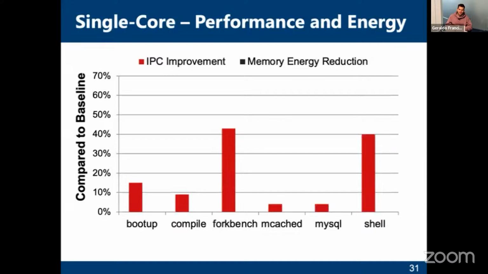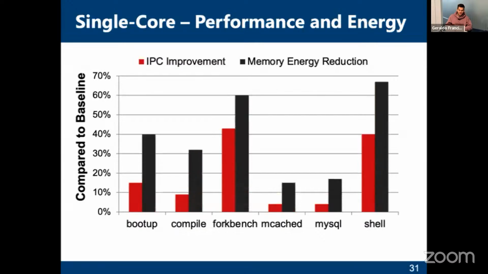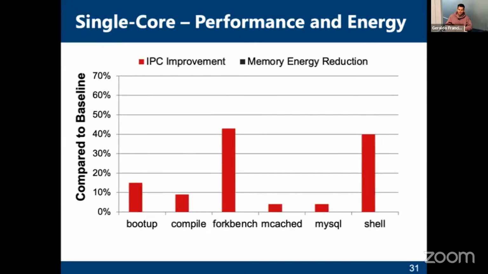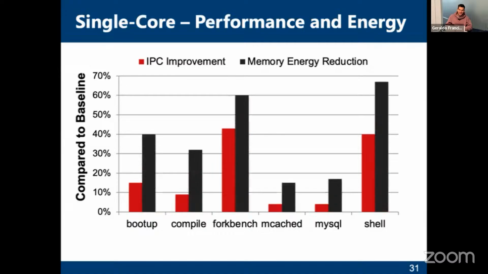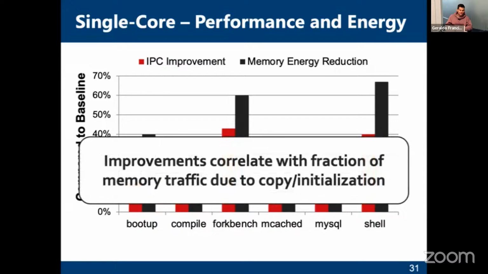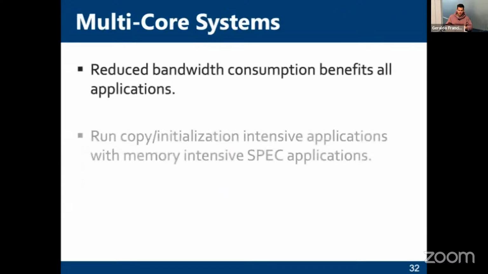So when you compare the IPC improvements and the memory energy reduction for these applications, we see significant improvement compared to the baseline and significant memory energy reduction as well. So we conclude that the improvement that we see correlates with the fraction of the memory traffic the application presents due to row copy and initialization.